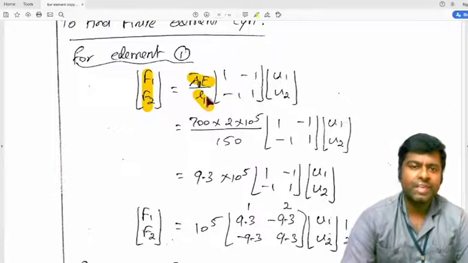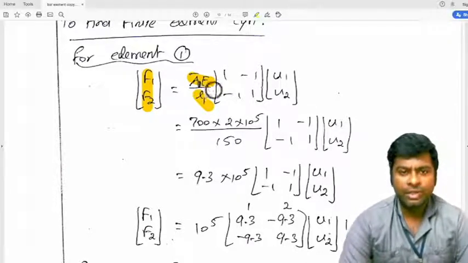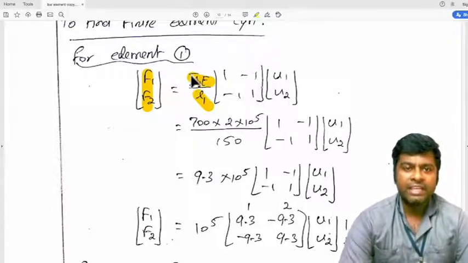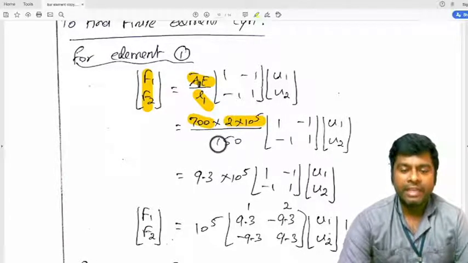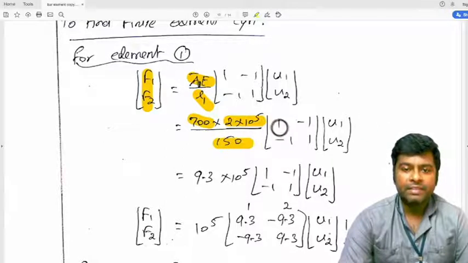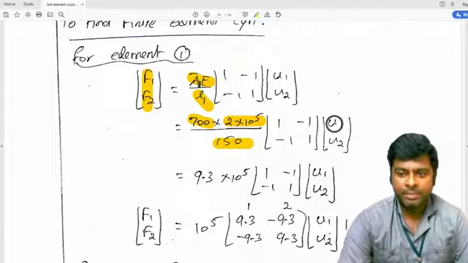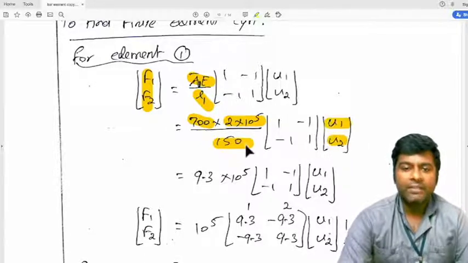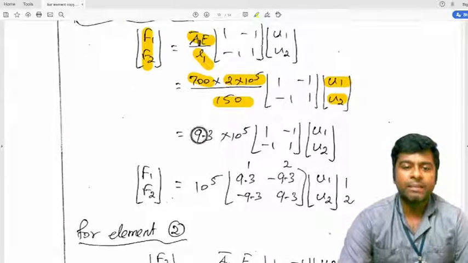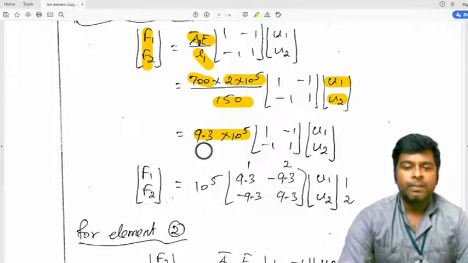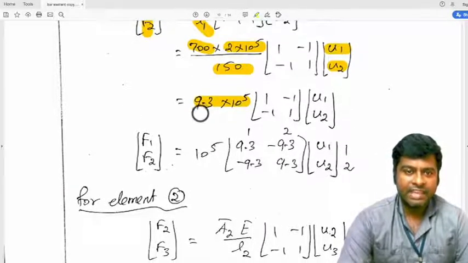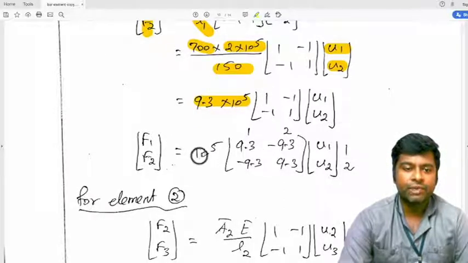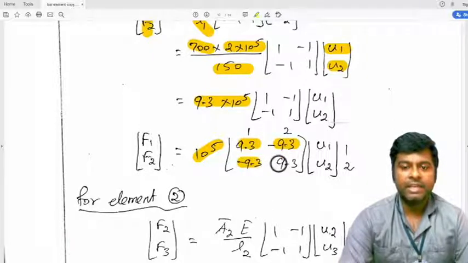The Young's modulus value is the same for elements 1 and 2. A1 bar is the average area of element 1, that is 700. Young's modulus is 2 into 10 raised to 5. Length L1 equal to 150. Matrix 1, minus 1, minus 1, 1, and the displacement vector U1, U2. After simplifying, the value yields 9.3 into 10 raised to 5. For assembly purposes, multiply this 9.3 inside the matrix. Therefore, F1, F2 equal to 10 raised to 5 times 9.3, minus 9.3, minus 9.3, 9.3.